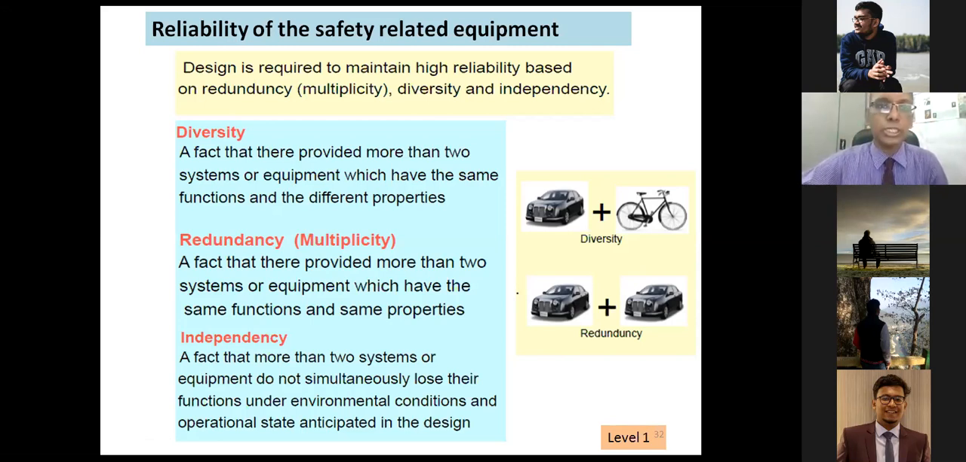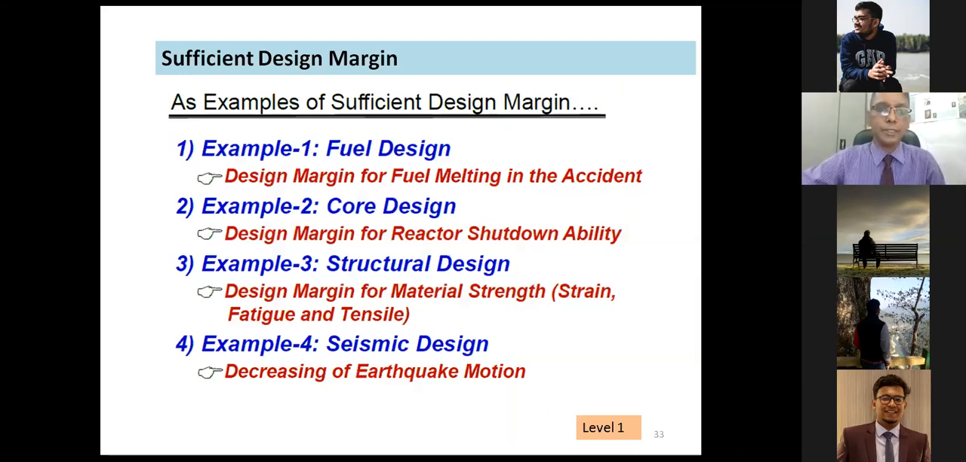So this way we can ensure the reliability of the safety related equipment, through diversity, redundancy, and independency. And the last part I told you is sufficient design margin. Where can you keep the margin? Definitely in fuel design, because when the fuel is heated, there is a possibility of expansion of the fuel. So if you don't keep the margin, then the fuel has a tendency to melt, which will create an accident. So this is an example of the sufficient design margin.